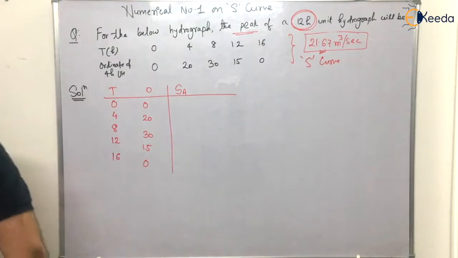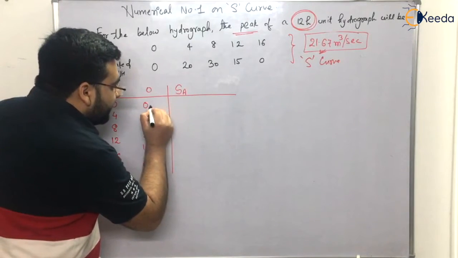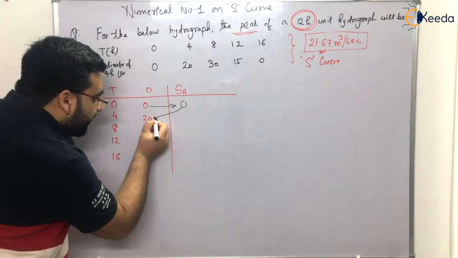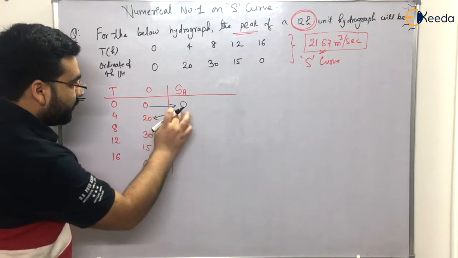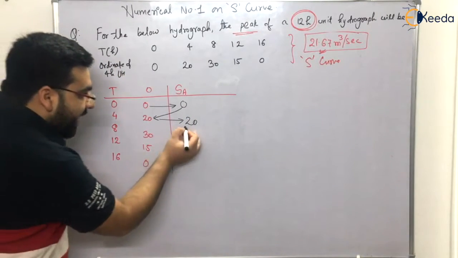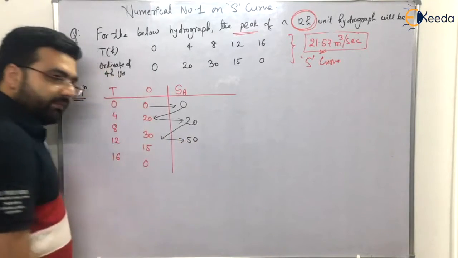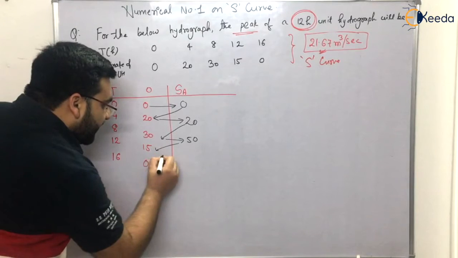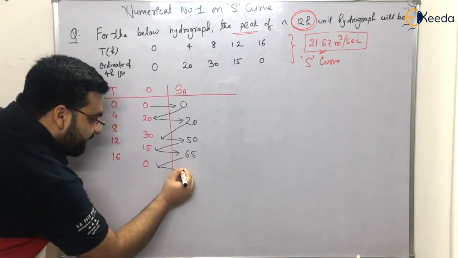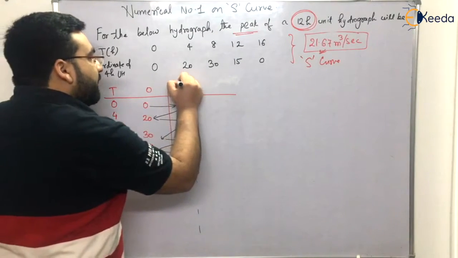If you remember, we have to write it directly like this. This is 0. Now we take this to this point: 0 plus 20 equals 20. Now 20 plus 30, that is 50. Now 50 plus 15 equals 65. Then 65 plus 0 is 65, and soon you will be getting 65 only. This is step number 1 to get the S curve. Now we have got the S curve.